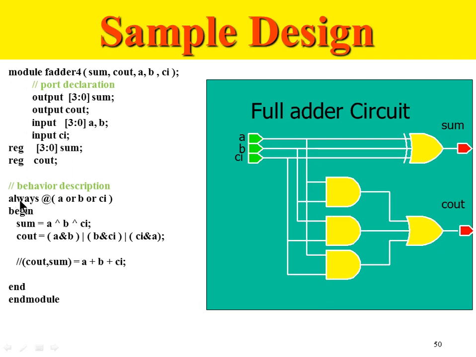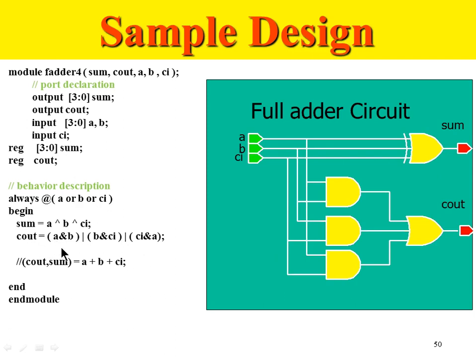Begin the always block. Sum is equal to A XOR B XOR Ci. This caret is a XOR sign. A XOR B XOR Ci. If you look at the right hand side, sum is a XOR of the three inputs. So I have to implement these equations basically here.